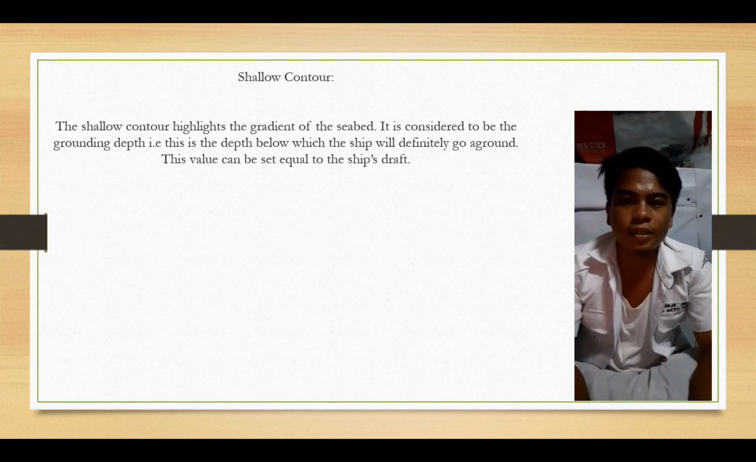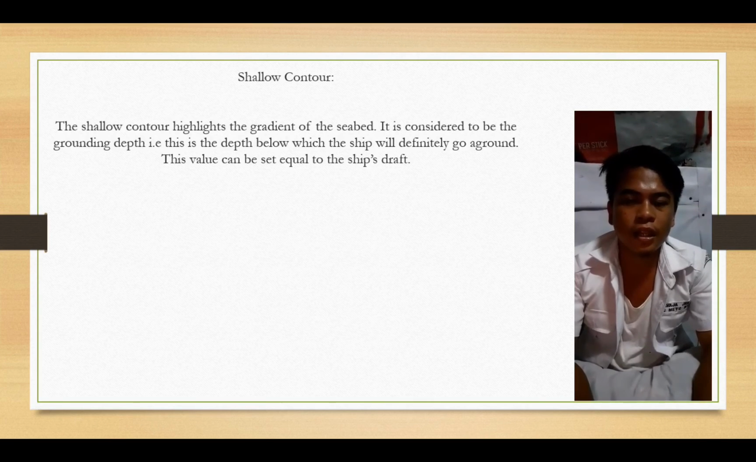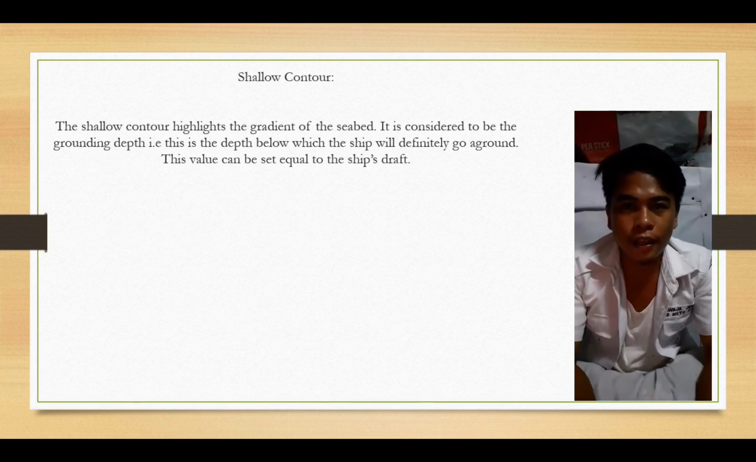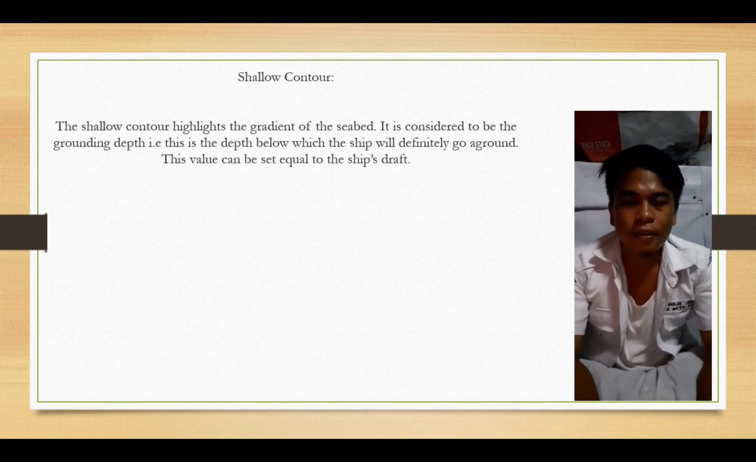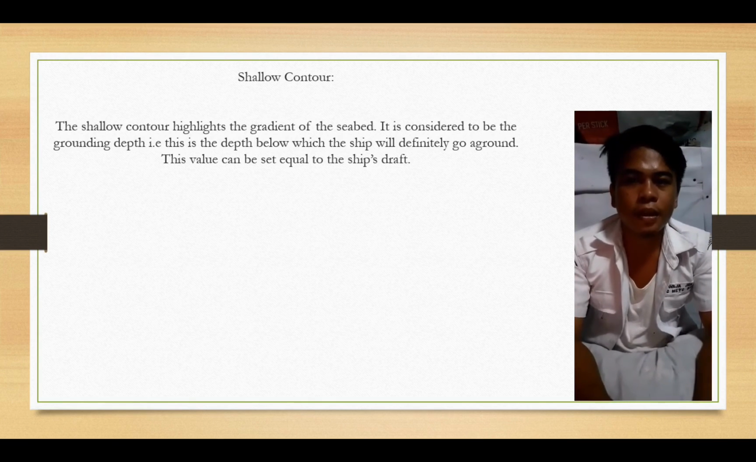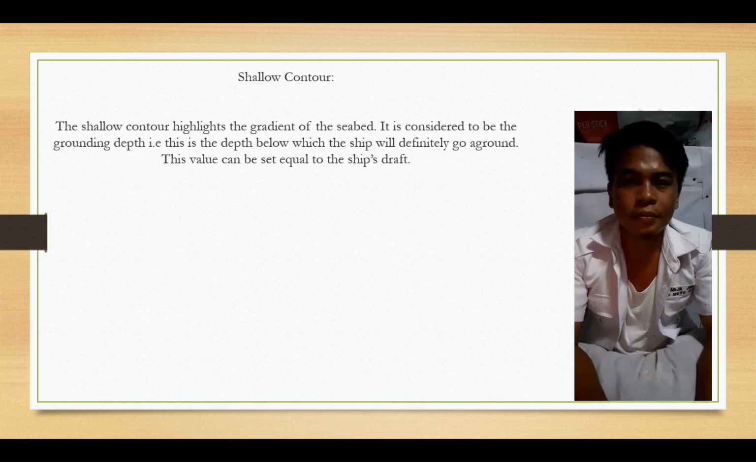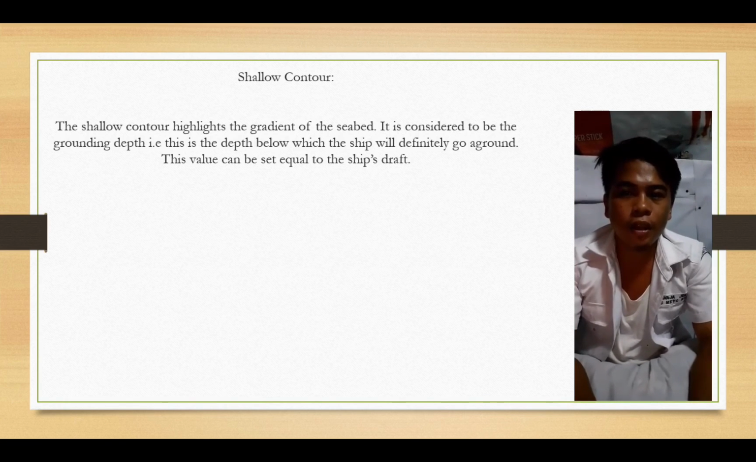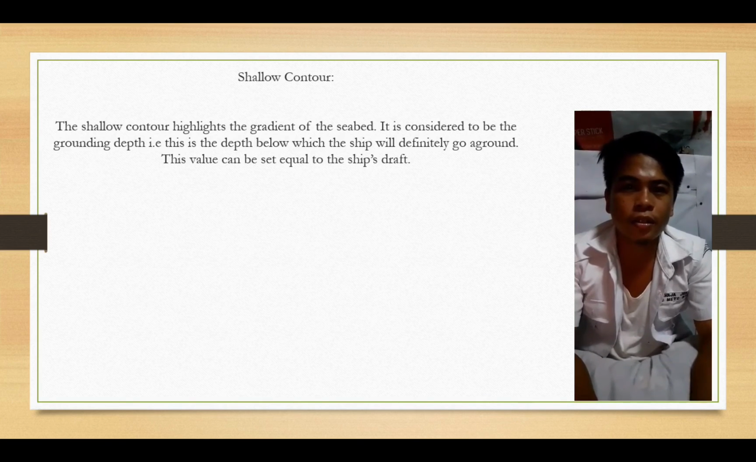The ECDIS will then display the next depth contour available in ENC. All the areas between the 0 m depth and the shallow contour are therefore not navigable at all and appear hatched. So that's all my report.